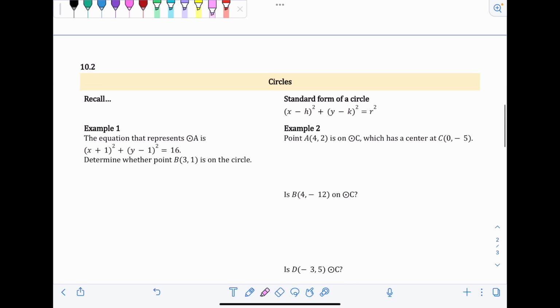Okay, so moving down to 10.2, this section is focused on circles. I want to review the formula for the standard form of a circle. It's (x minus h) squared plus (y minus k) squared equals r squared, where I didn't type this in, so I'm going to add it right now, but the center is the point (h, k). And of course, r is the radius of the circle.